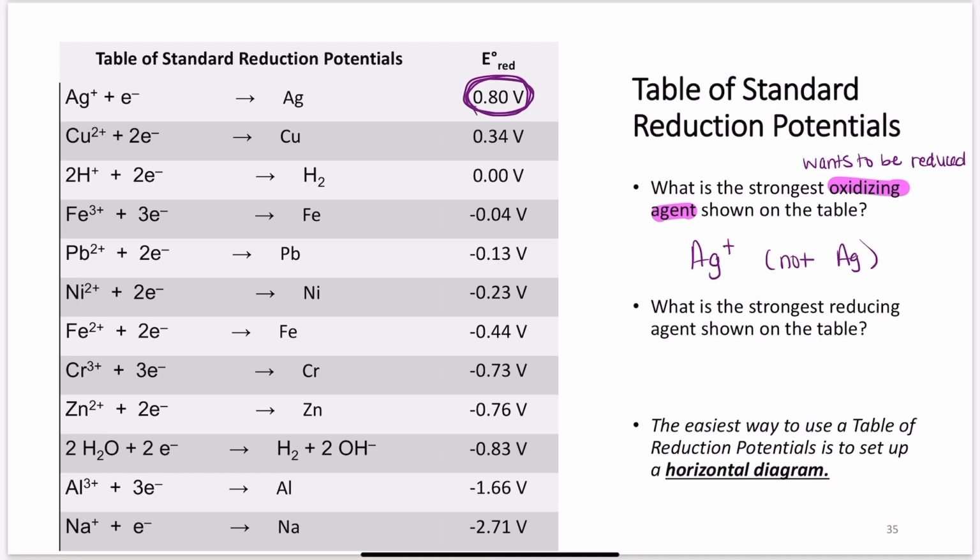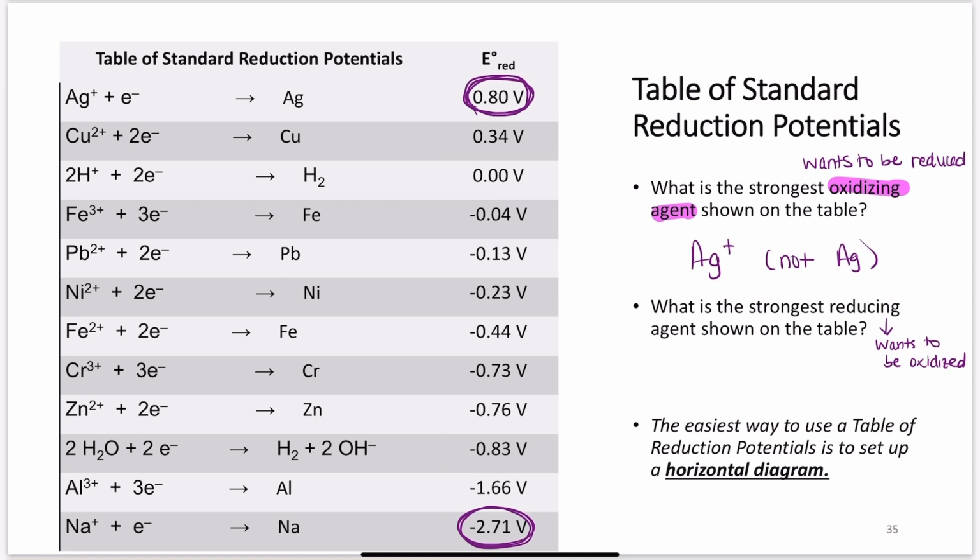What is the strongest reducing agent shown on the table? I'm going to look for the most negative number. Reducing agent wants to be oxidized. Be careful here. I see the negative 0.271. Now, again, this is on this table. If we look at the table before that had more values, we'd get a different answer here, okay? I'm talking about just this table here, just comparing a small set of numbers. If I look here, that negative 0.271 is the strongest reducing agent.